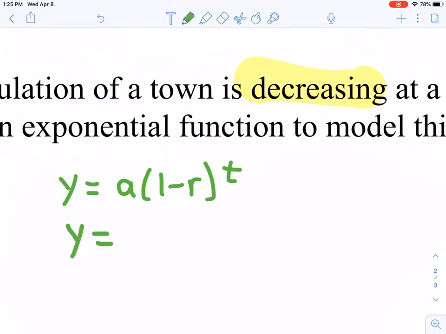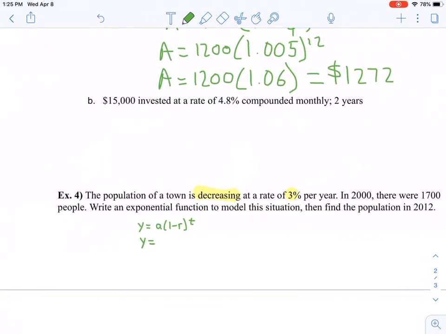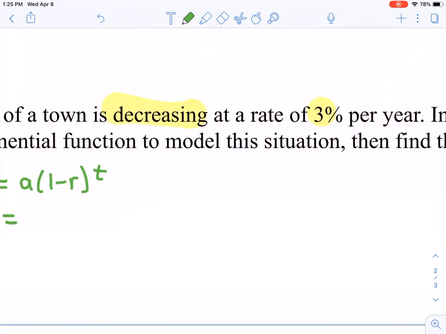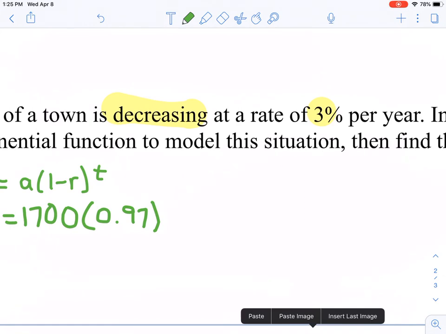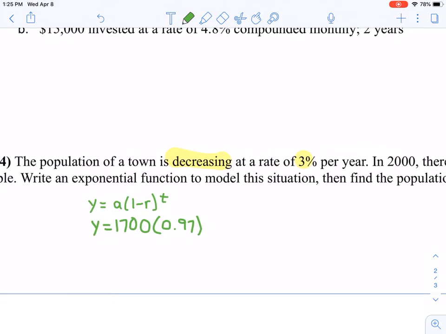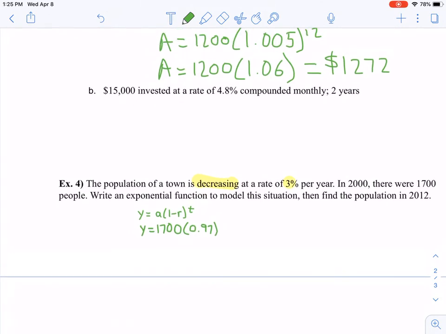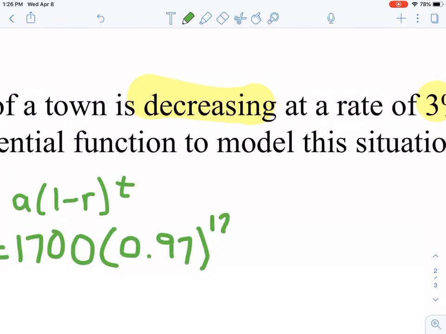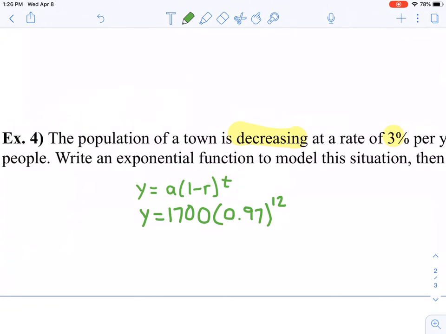So we have our starting amount, which is 1,700 people. We are decreasing by 3% each year, so that's really just 97. The next year is going to be 97% of what the previous year was. And if that is 2000, it's asking us what the population will be in 2012, which would be 12 years. Okay, so 3% each year.